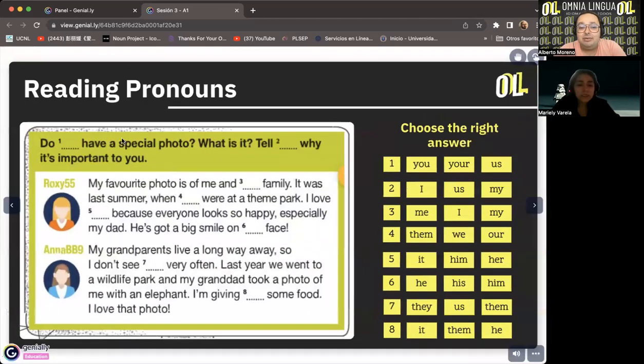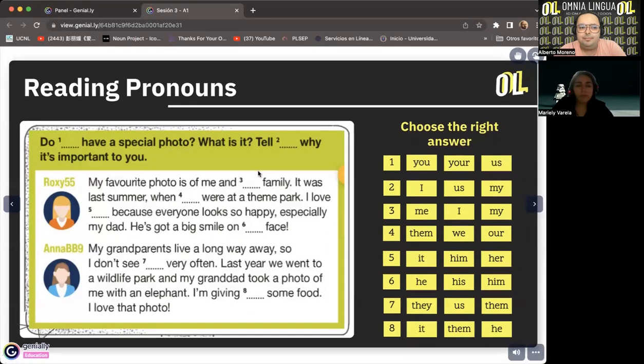So in this activity, we have to put the right answer in each of the numbers. I mean, we have to choose the right one. So I'm gonna read this first, and then you are going to read this, and we are going to answer this. So it says, do you have a special photo? What is it? Tell us why it's important to you.